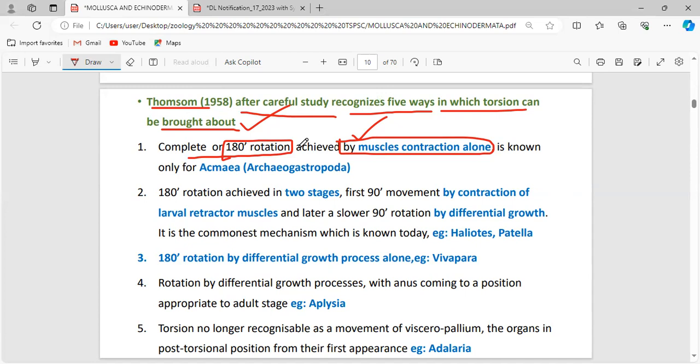Complete rotation. See, 180-degree rotation. What Thompson is saying is a complete rotation of 180 degrees will be under the control of muscles, and that too, a contraction of muscles alone. See, a question can be asked in your examination. Let me ask you that question. The phylum Mollusca will have a well-developed muscular system. Whether the statement is true or false, just tell me whether it is true or false.